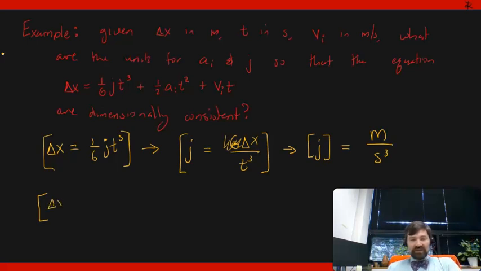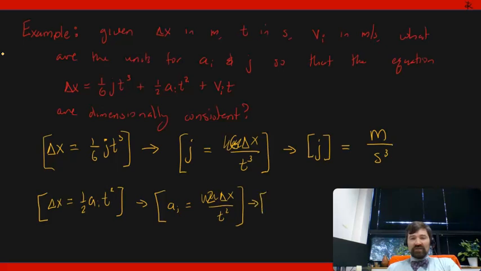Okay, so delta x is 1/2 of a initial times time squared, dimensionally. And that means that a initial is 2 delta x over time squared. Again, we can scribble out the 2 because it doesn't contribute any dimensions here. That means that a initial has to have units of x, so that would be meters, divided by units of time squared, so that is seconds squared. And that's really all there is to using it in this way.